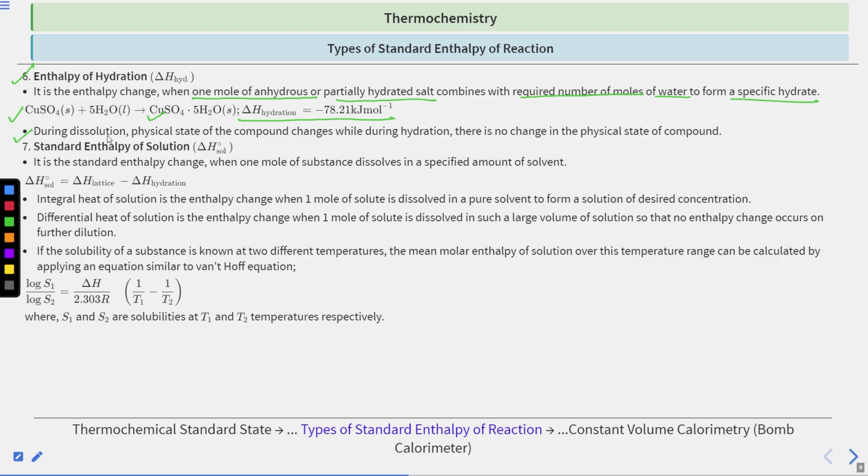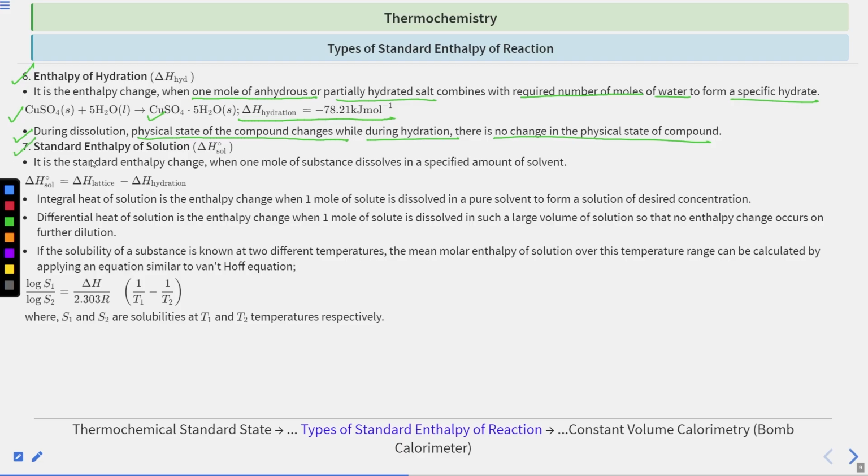During dissolution, physical state of the compound changes. So when we are dissolving the compound or a molecule in the water, the physical state of a compound changes. While during hydration, there is no change in the physical state of the compound. Okay, so you can see in this reaction also that we are doing the hydration of CuSO4. So CuSO4 initially is in solid state and the final product will also be in solid state. So no change in the physical state of the compound happened.